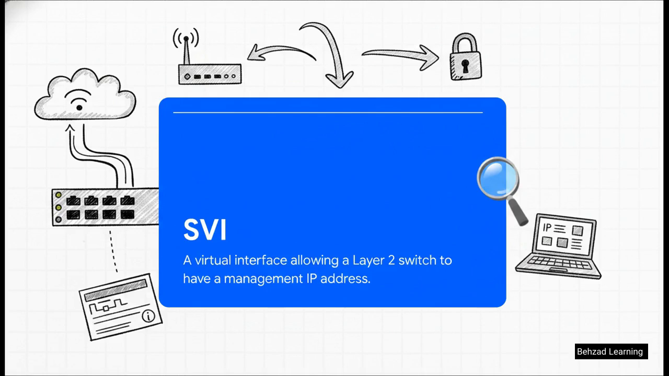To do this, we use something called an SVI, or Switched Virtual Interface. Think of an SVI like a virtual network interface card that lives entirely inside the switch's software, rather than assigning an IP address to a physical port. Because remember, physical ports are just for switching regular Ethernet frames. We assign the management IP address to this virtual interface, specifically interface VLAN 1.